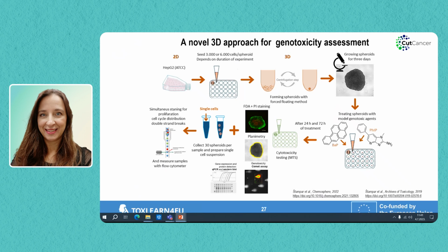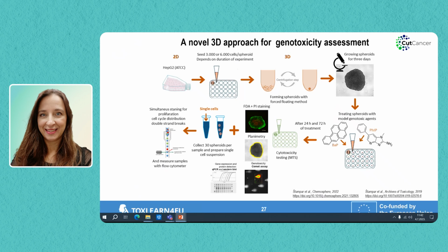Then we can measure different endpoints ranging from cytotoxicity. Then we can measure the surface area, and by this we can see whether there is influence on the division and growth of spheroids. And then we can stain with different fluorescent markers. Also, we can apply the Comet assay, the expression of genes, and we confirm this with the proteins.